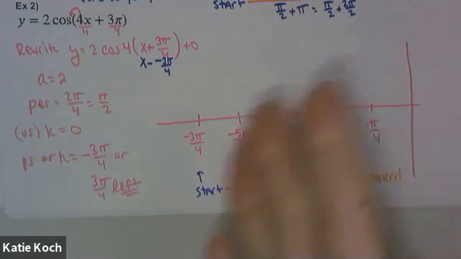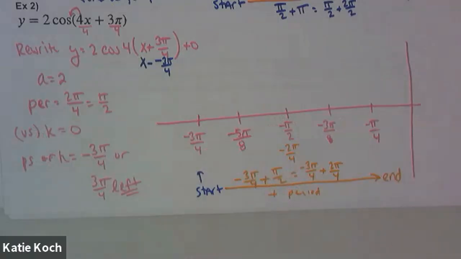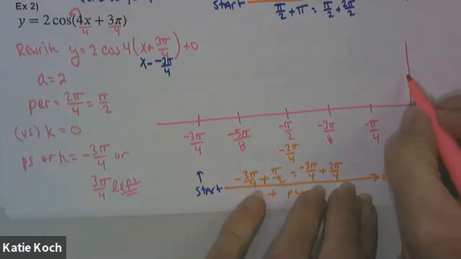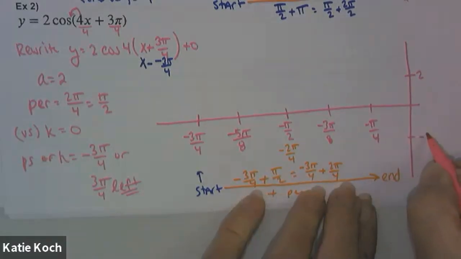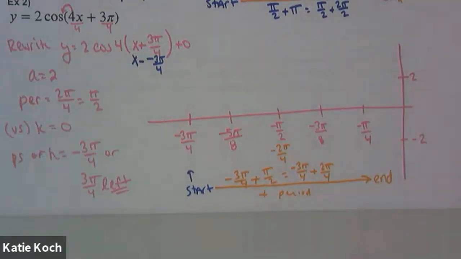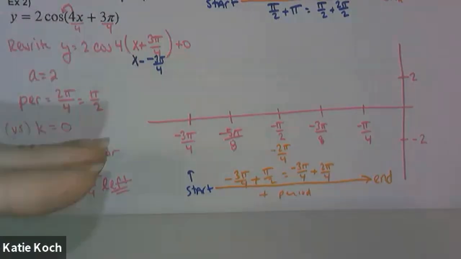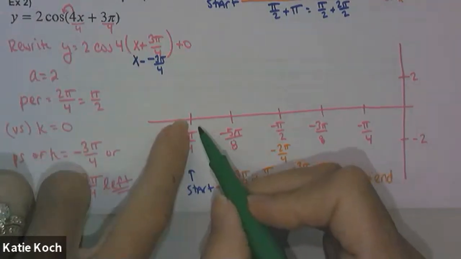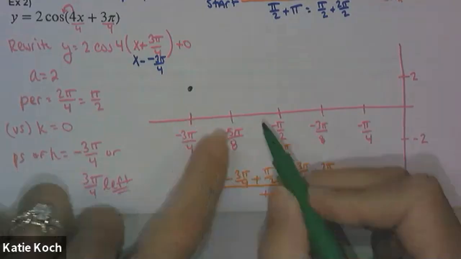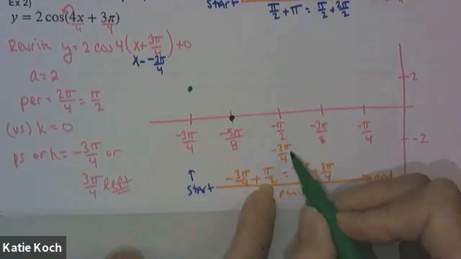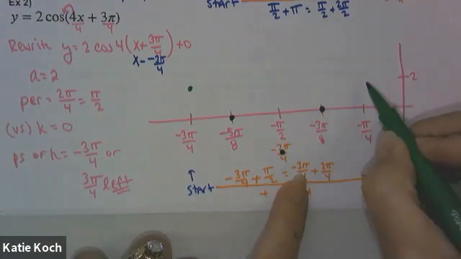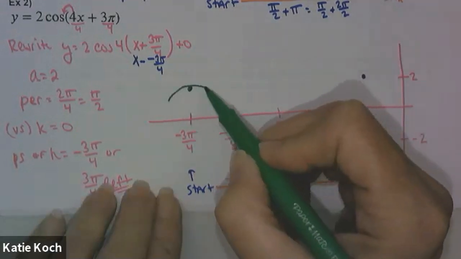Like, did you put it to the right, to the left, in between? Where does it go? And I'm going to label my amplitude as 2. So up 2 and down 2, and I'm ready to go. I'm going to start, this is cosine, at the top. Top, middle, bottom, middle, top. So I'm starting at the top, then the middle, then the bottom, then the middle, and finally the top. Just like this.